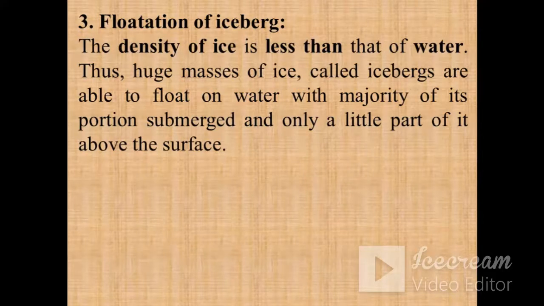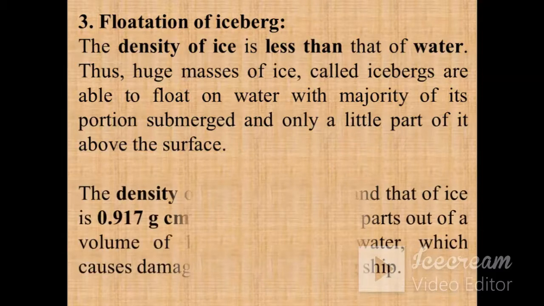Next is icebergs. Icebergs usually float on the surface of the water. Why? Because the density of ice is less than the density of water, due to which the majority of the iceberg is submerged and only a little part is above the surface.